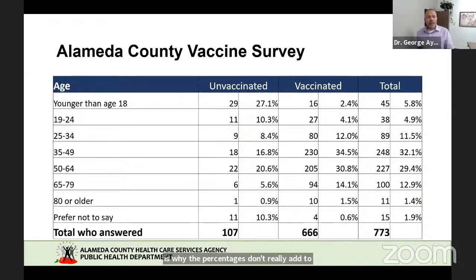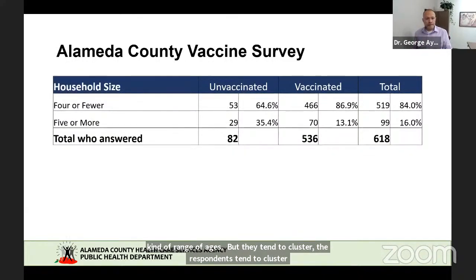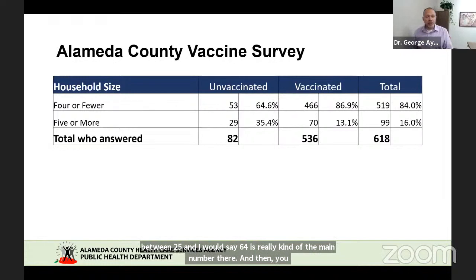Here's the age breakdown. We ran through the entire range of ages, but the respondents tend to cluster between 25 and, I would say, 64 is really the main number there. And then I included household size because you'll see it come up later. We asked people how many people they lived with in their home.